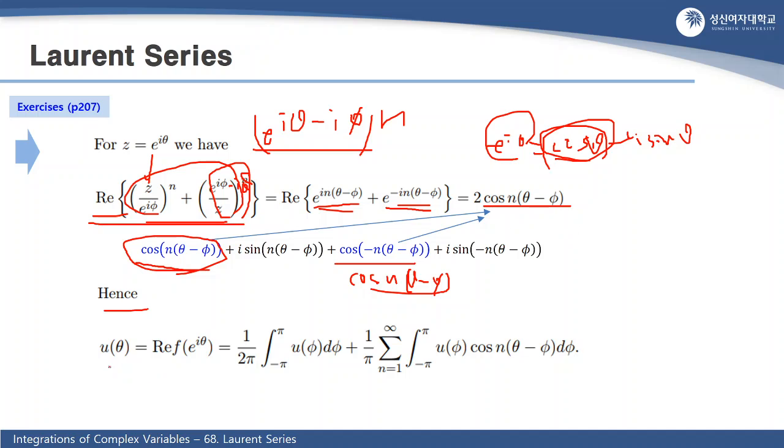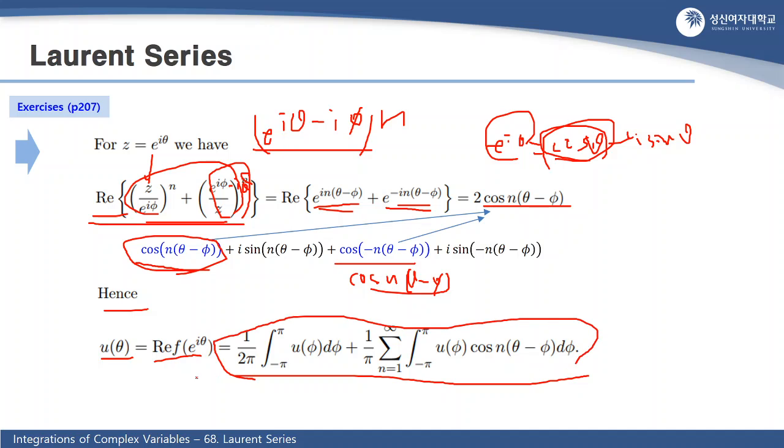Hence u of theta is the real part of f of e to the i theta. The real part of f of e to the i theta is like this. Compute this: 1 over 2 pi and the integral, plus 1 over pi summation.